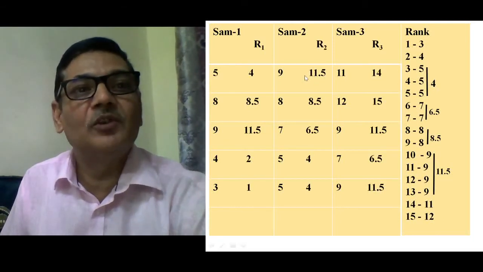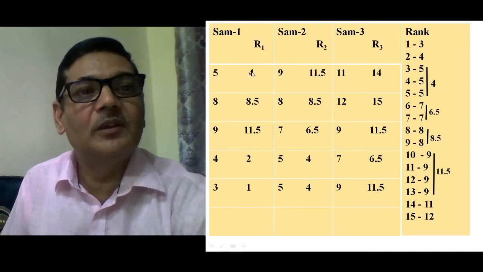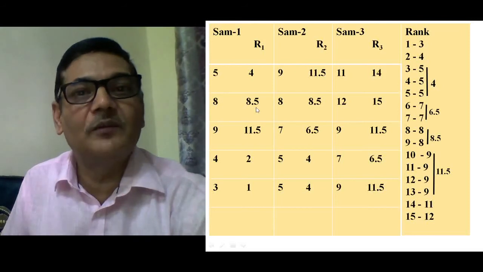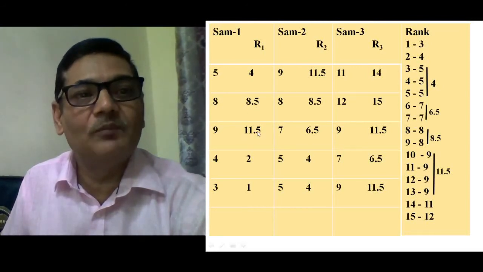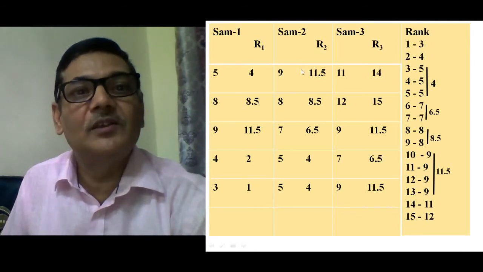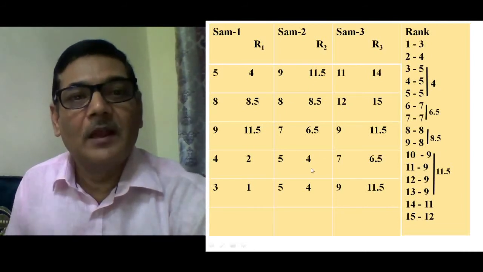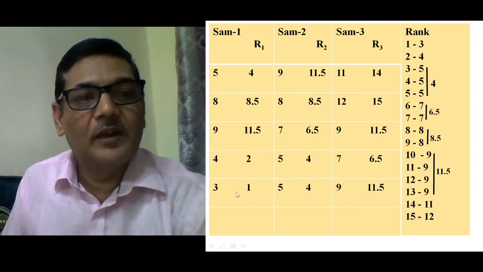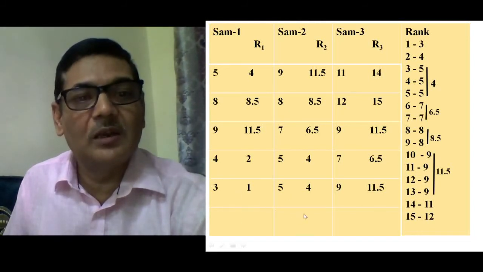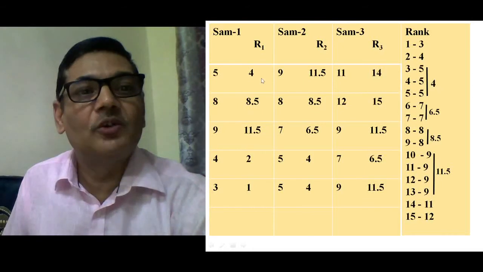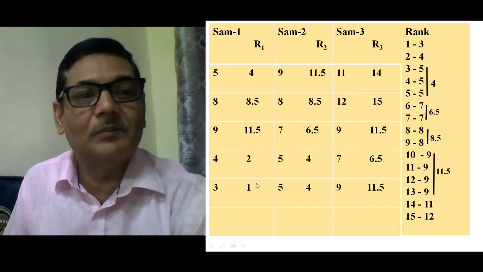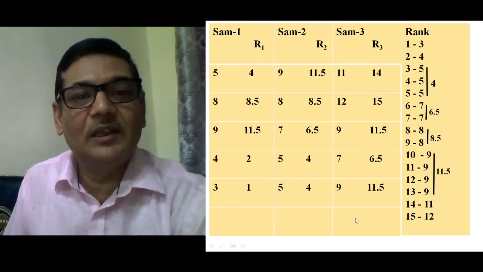So in this table you can see that 5 is being ranked as 4, 8 as 8.5, 9 as 11.5, 4 as 2, 3 as 1. So all these ranked values are written, and finally we need actually the sum of the ranks of these 3 columns. So we will be writing here R1, that will be the total of the ranks of sample 1, then R2 and then R3.